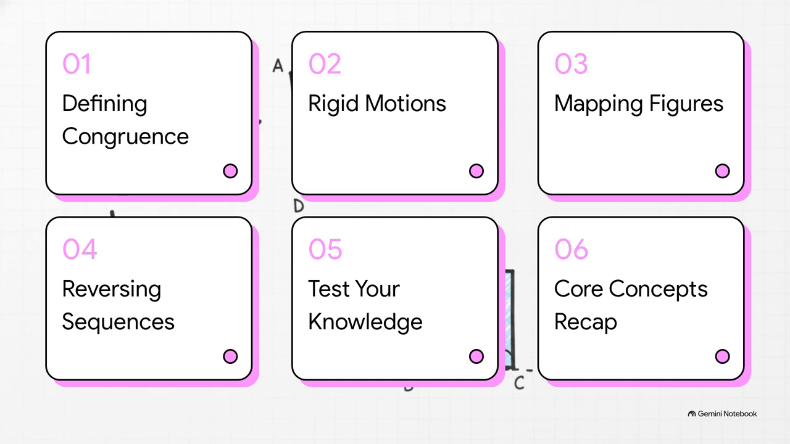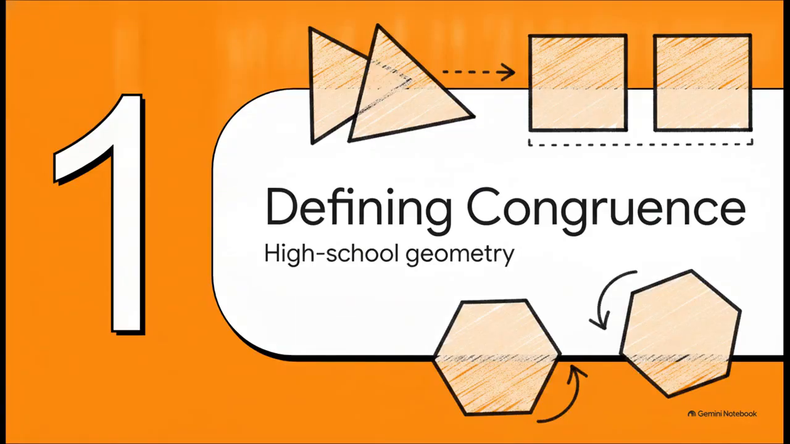Here's our roadmap for today. 1. Objective, defining congruence. 2. Explanation, sequences of rigid motions. 3. Example, mapping geometric figures. 4. Misconception check, reversing the sequence. 5. Formative check, test your knowledge. And finally, 6. Recap, core concepts of congruence. Let's get started.